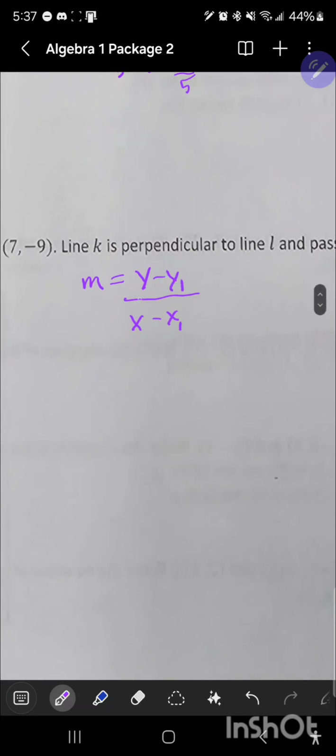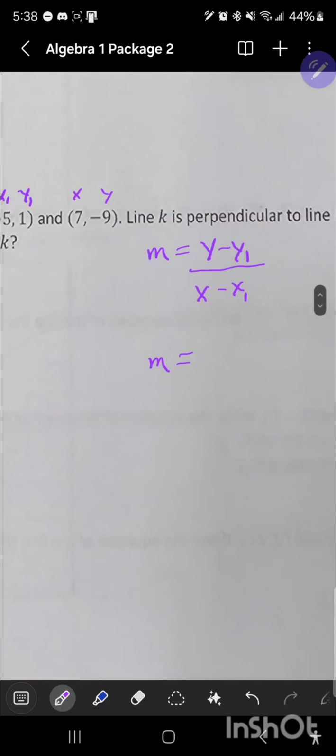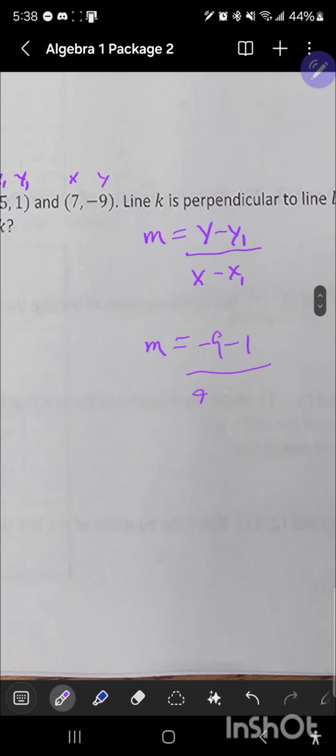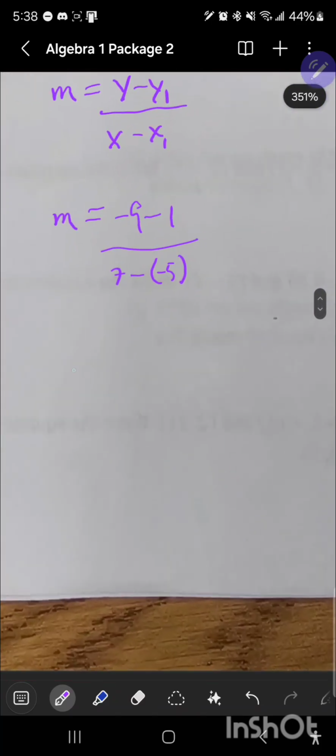Now, I have 2 points, so I'm going to say m equals. This is what I like to do, so I don't confuse myself: I'm going to label them. This is going to be x comma y, and this is going to be x1 comma y1. So I'm going to say, okay, y will be negative 9 minus y1, which is 1, over x, which is 7, minus x1, which is minus 5. Okay, I will say m equals.